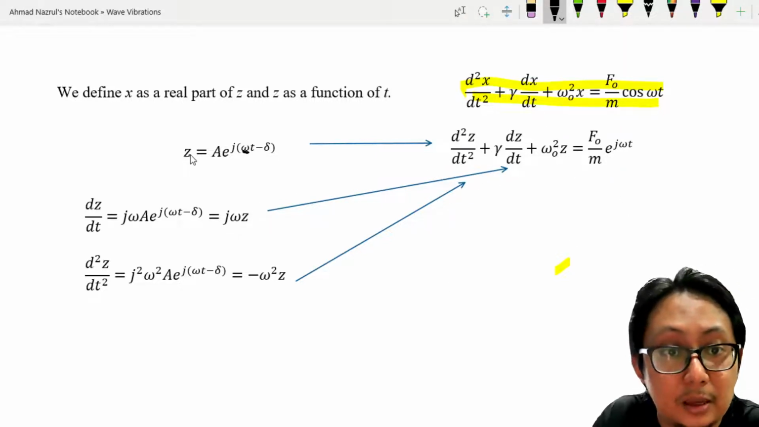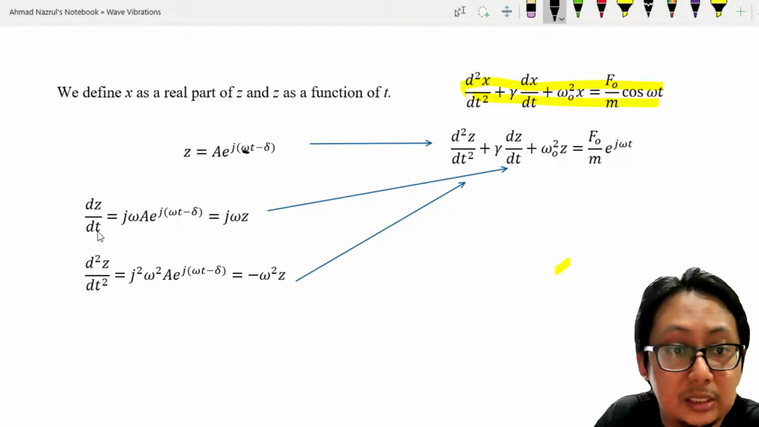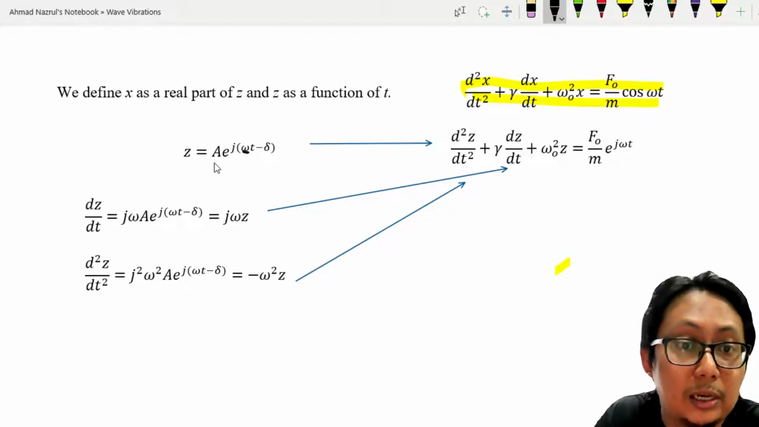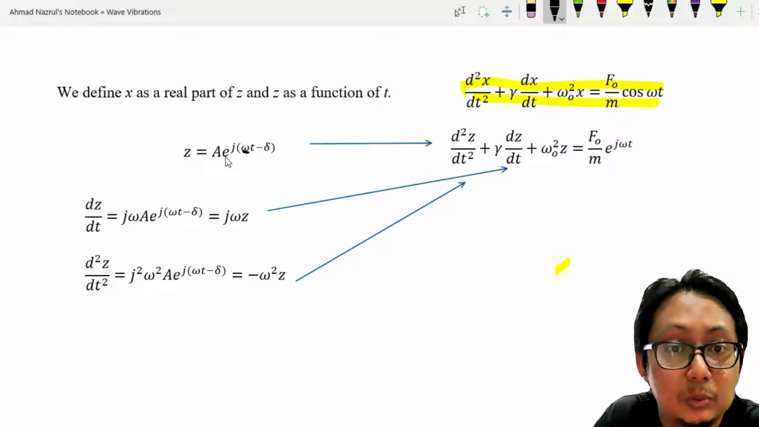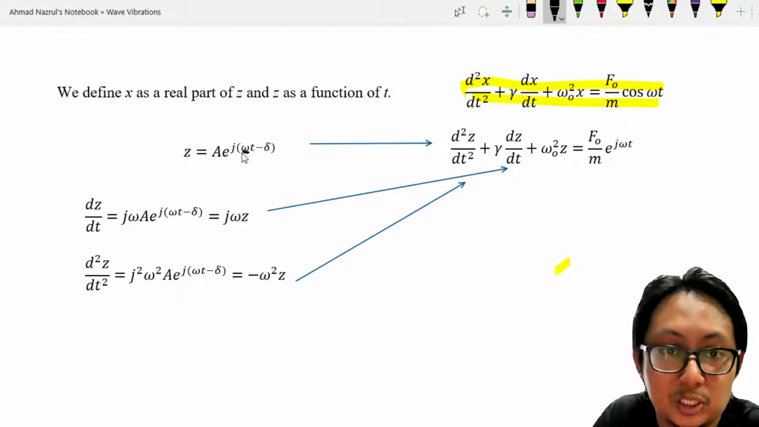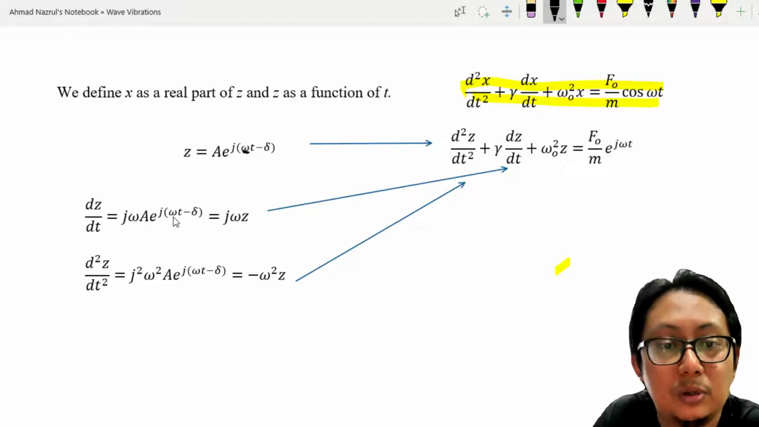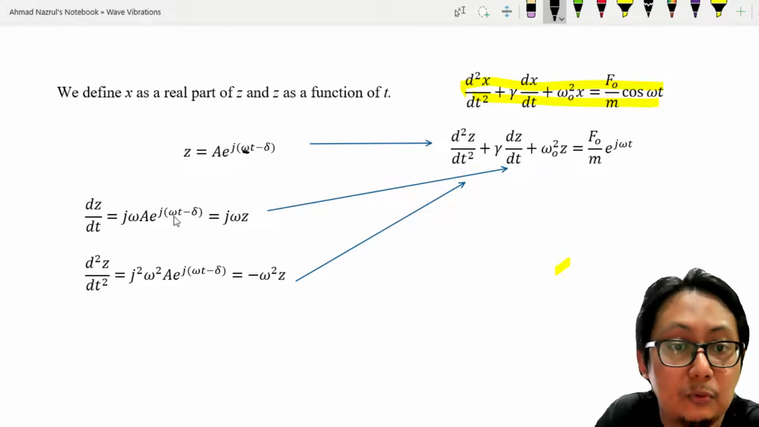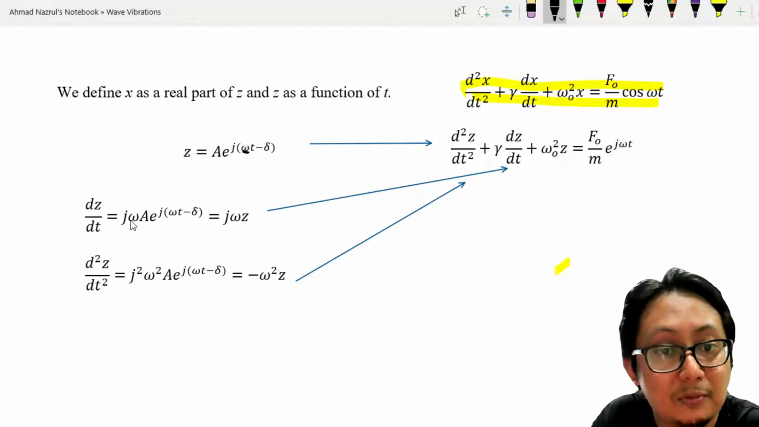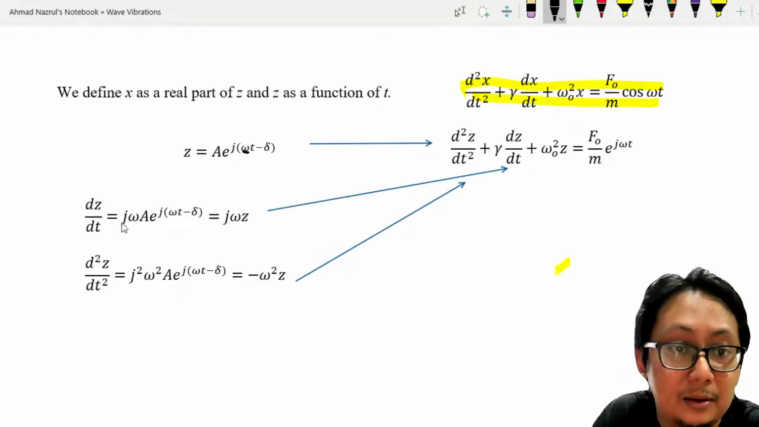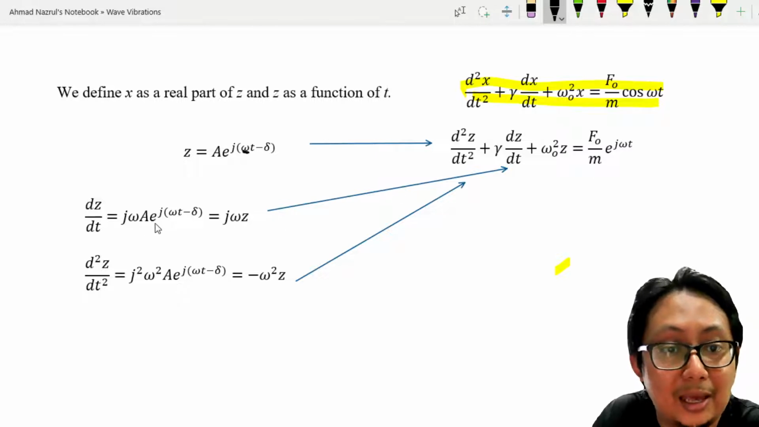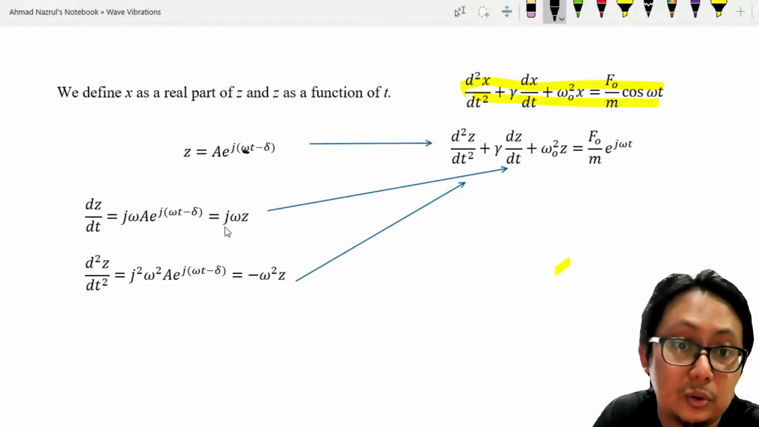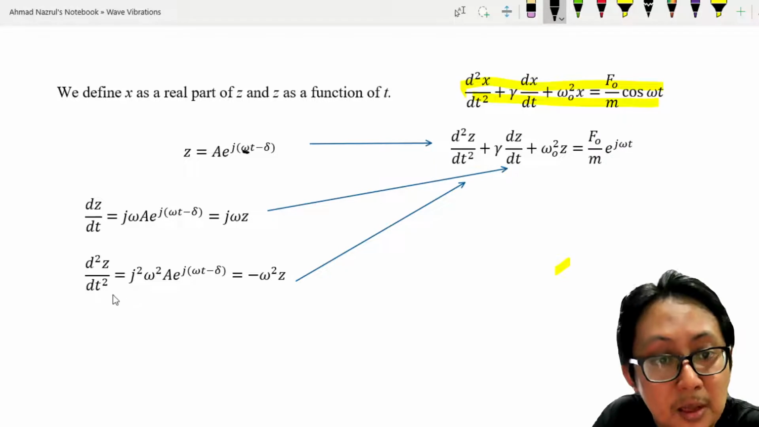Again, from z, we differentiate dz over dt. We know the basic differentiation: a is a constant, the exponential stays exponential j(omega t minus delta), and then we differentiate inside. Sorry, delta will be removed. We have omega t, so at least we have j omega in front. Then we know that a exponential j omega t is z, so we have j omega z.